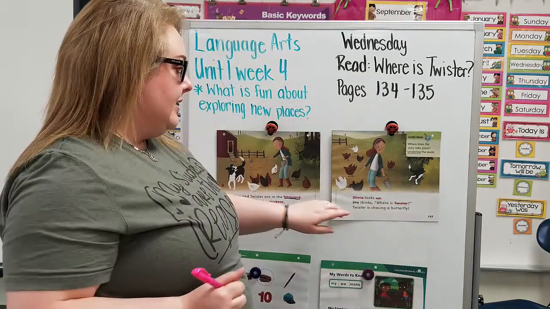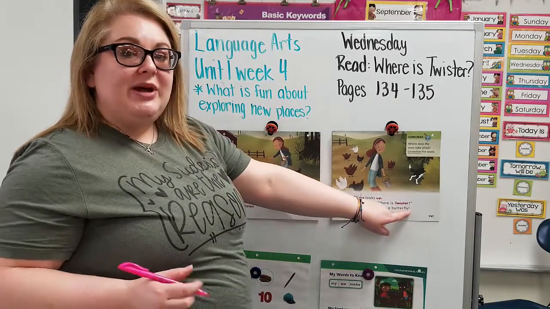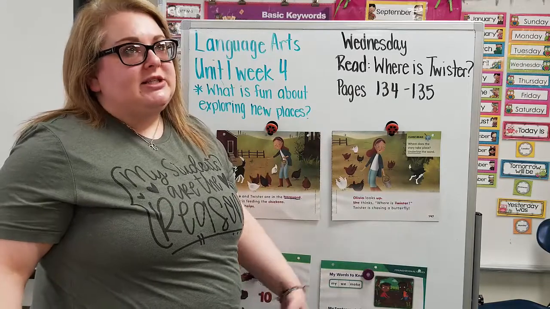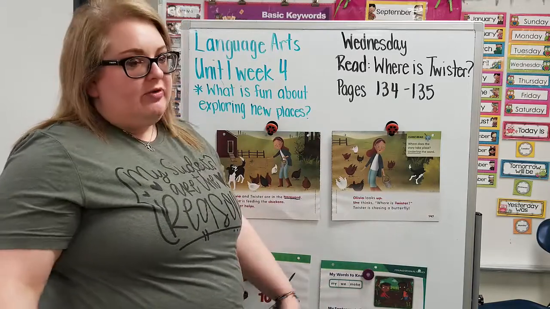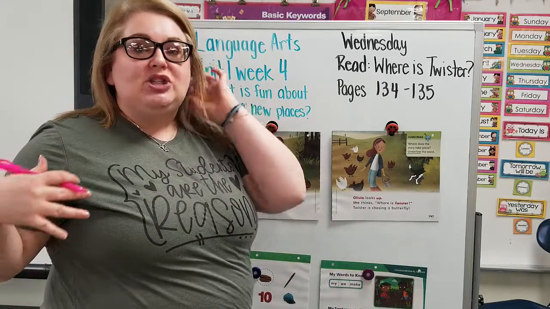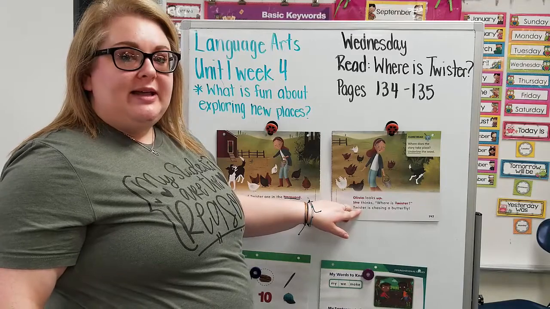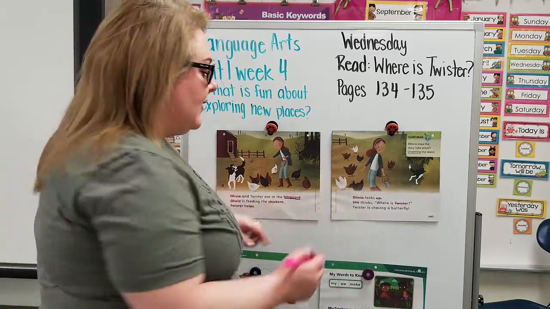Okay, last line on this page. Twister is chasing a butterfly! Exclamation point. So that means it's not just Twister's chasing a butterfly. It's Twister's chasing a butterfly! It's excited. An exclamation point means you're excited. Okay? So what's the first word in that sentence? It is Twister. Go ahead and highlight it.